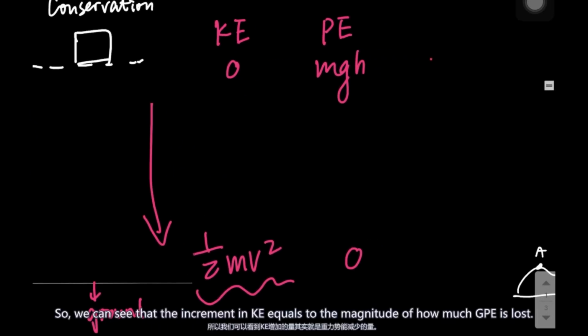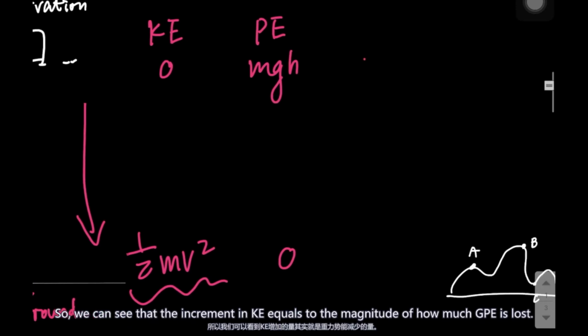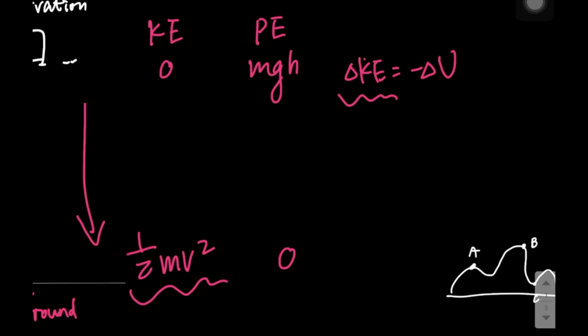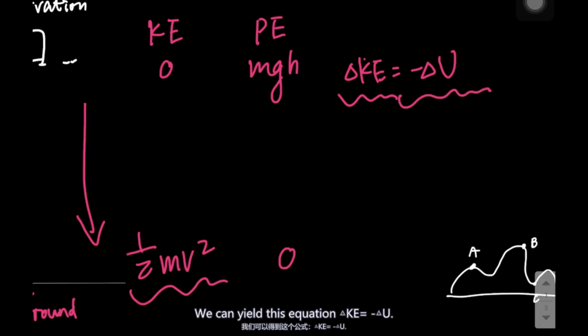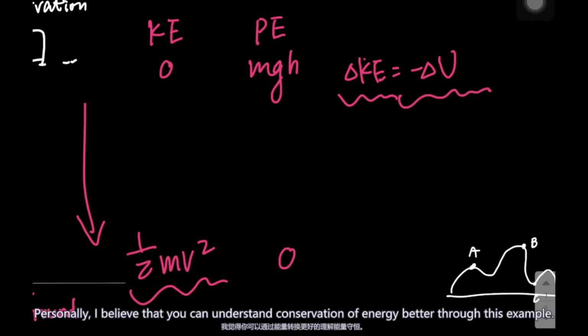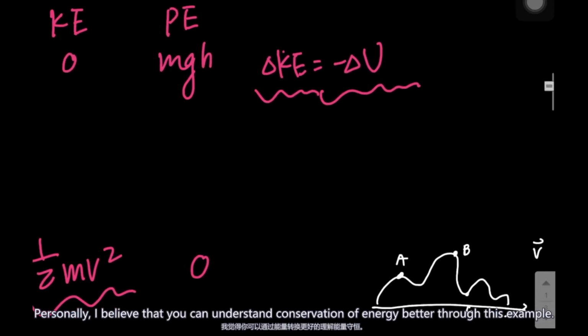Okay, so we can see that the increment in kinetic energy actually equals the magnitude of how much PE is lost. So we can yield this equation, and it is actually very similar to the idea of conservation of energy. At least I think so. I think conservation of energy is actually multiple steps of conversion.